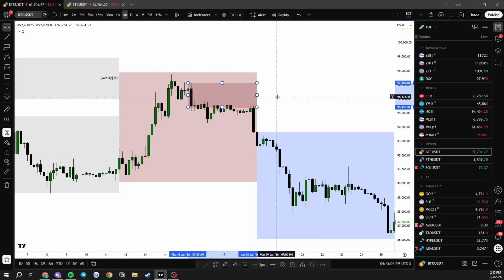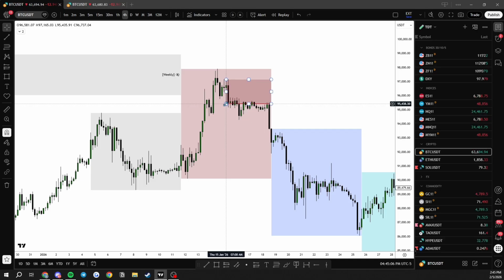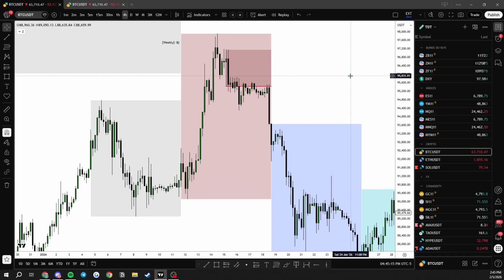Okay. And look at what happens. Price moves back into it, resistance, resistance, some consolidation, boom, expansion. What happens inside candle 3?